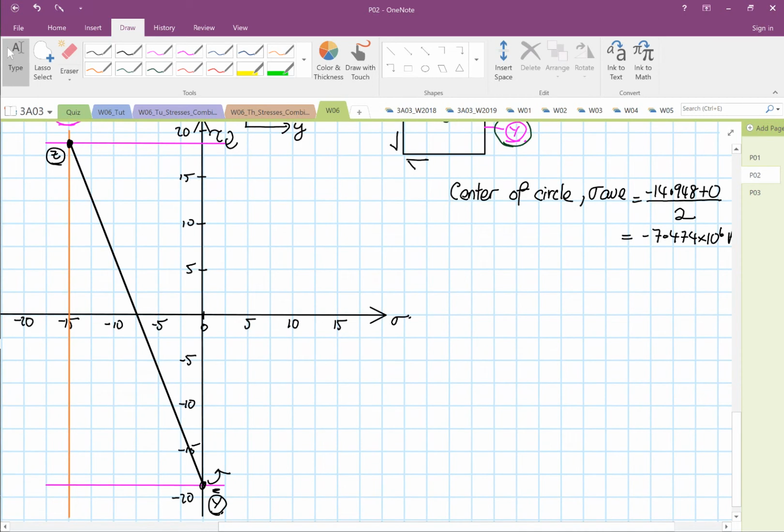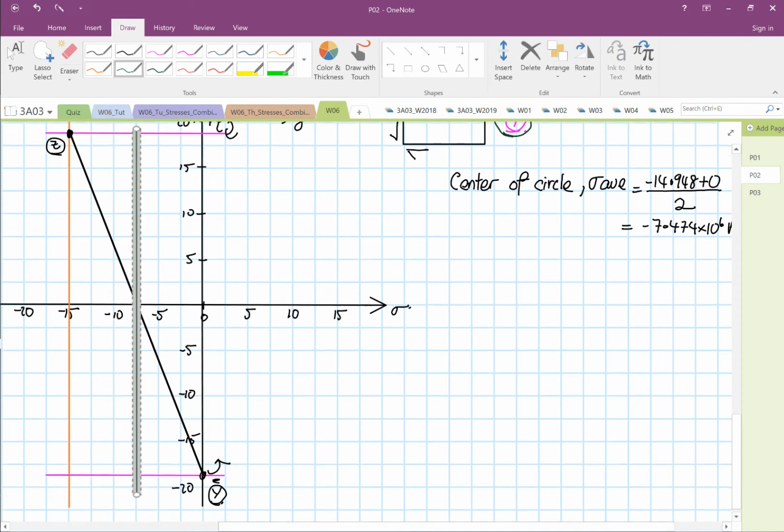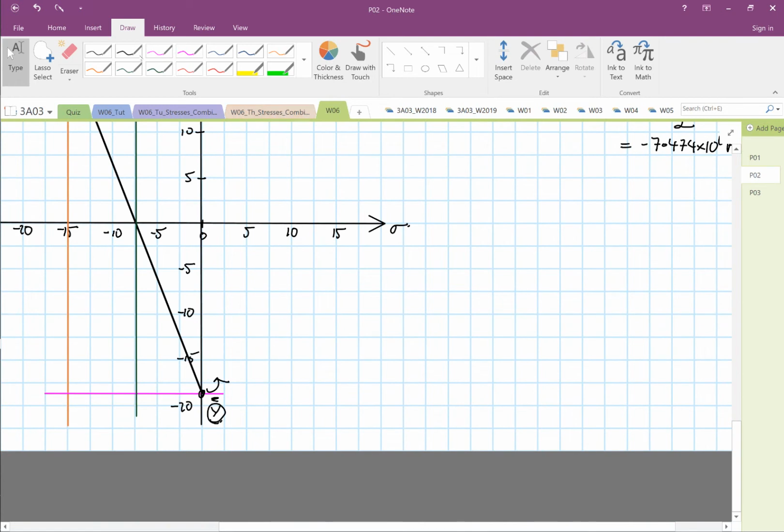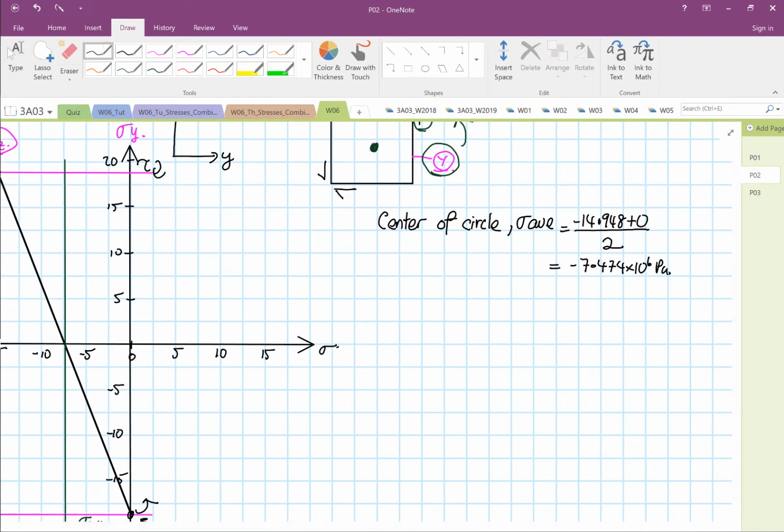Okay, so we have calculated at this point the location of this line. So 7.47 is about 7.5, slightly towards the left. So we discovered that this is our stress average. Okay, so the distance from here to here, this is our stress average. Then we can calculate the radius of the circle. For this case, this is our tau max, so the shear stress.